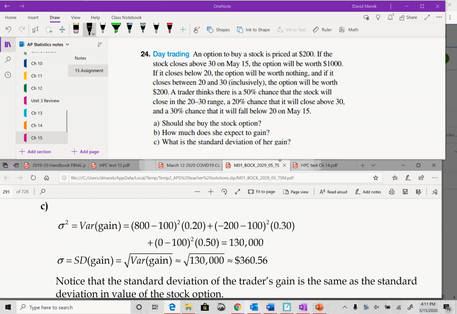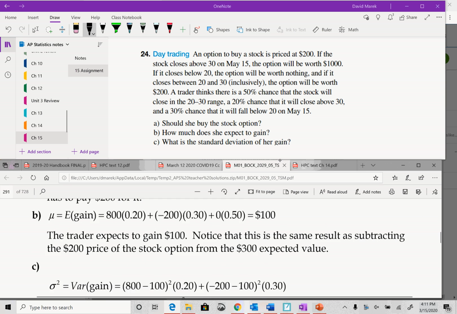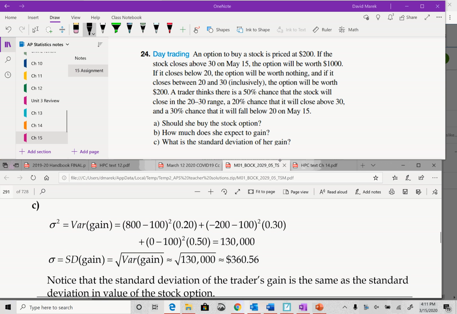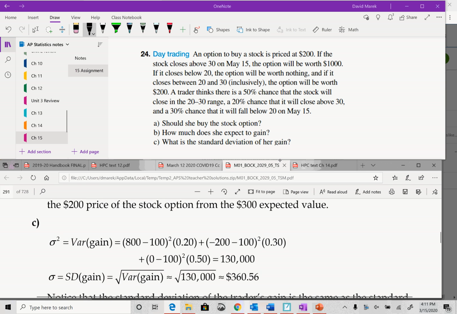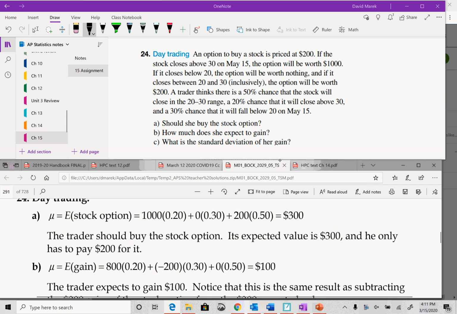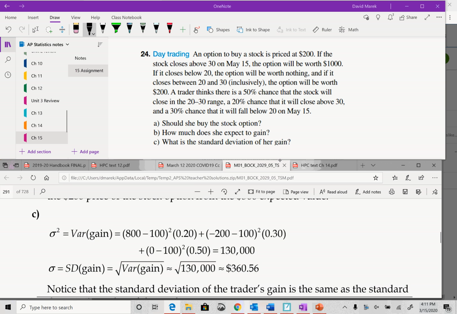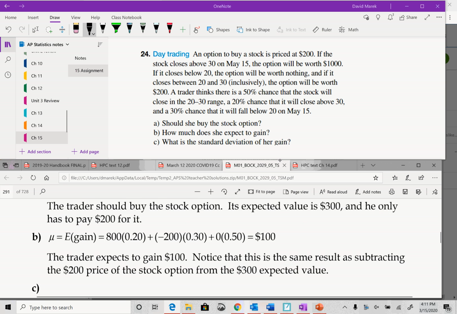of the gain. So again, the gain we're saying is $100. So 800 minus the 100, negative 200 minus 100, 0 minus 100, multiply by the probabilities. After you square those, take the square root. And oh, what do you know? For C, the standard deviation of the trader's gain is the same as the standard deviation of the stock option itself. Okay.